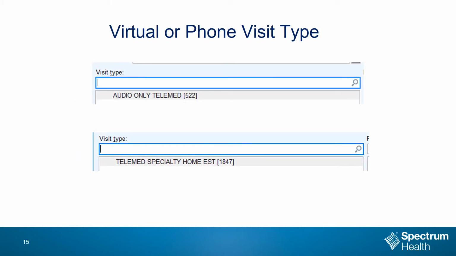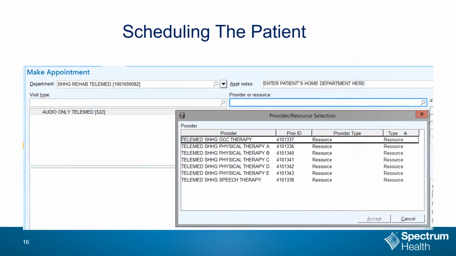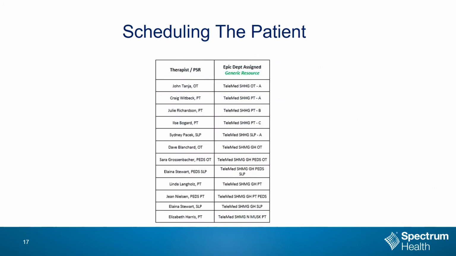The visit types will either be for telephone visit, using audio-only telemed, or for a virtual visit, use telemed specialty home EST. For the provider selection, select the appropriate generic resource from the list that the therapist is assigned. Please reference your assigned Epic department generic resource information if you're unsure of the assigned provider. This is also included in your orientation package.